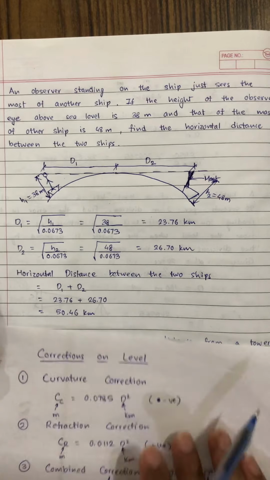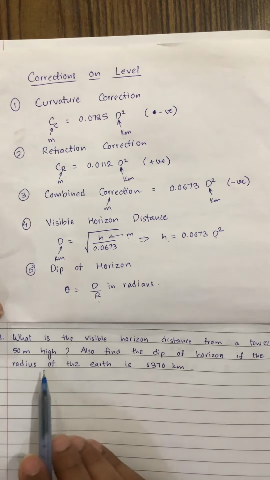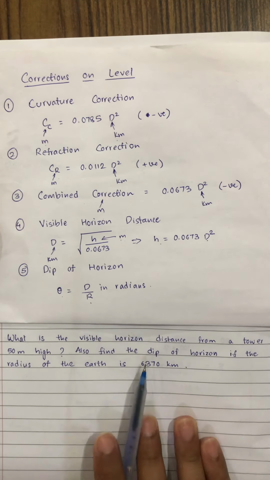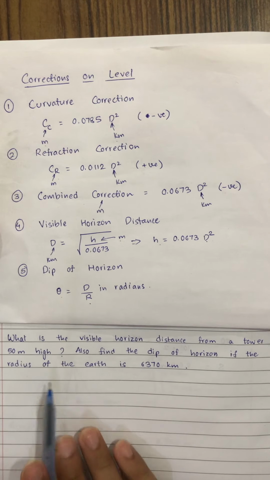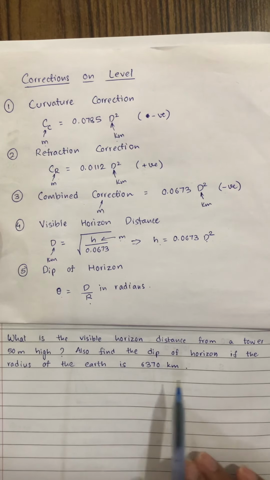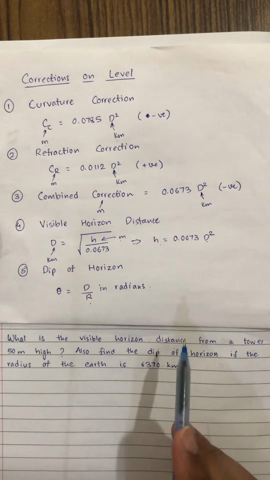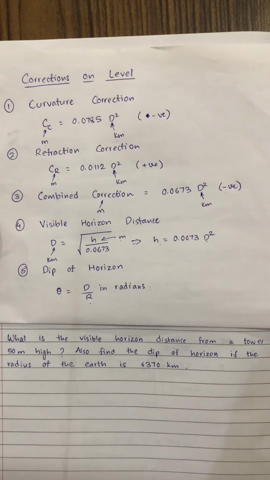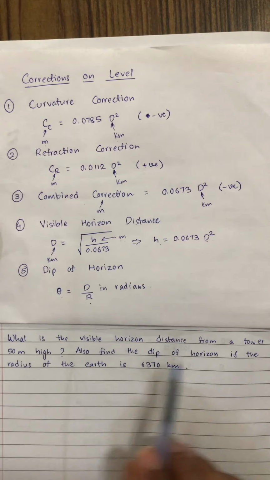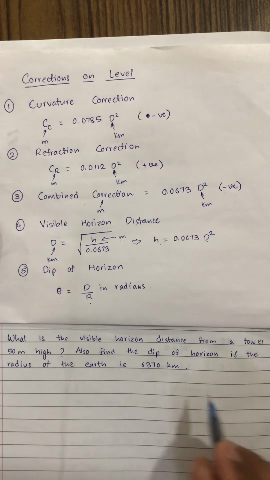Fine. Let us solve one last problem. What is the visible horizon distance from a tower 50 meter high? Also find the dip of horizon if the radius of the earth is 6370 kilometer. Now here we need to find the visible horizon distance. The formula is given like this. A tower is given which is 50 meter high.